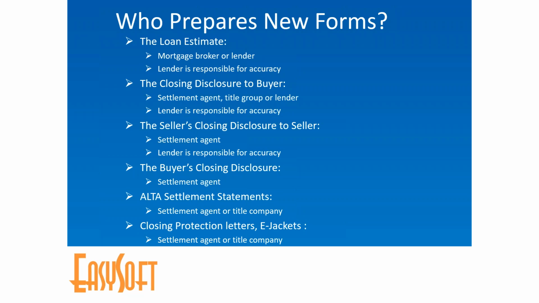The ALTA statement is a popular addition for title companies and anyone who wants fees itemized, separate from the closing disclosure. And most recently, closing protection letters, often abbreviated CPLs, were added to the EasySoft system, providing an additional service for settlement agents or title companies who need to generate these special letters efficiently while processing a closing. We're also adding e-jackets to our software.